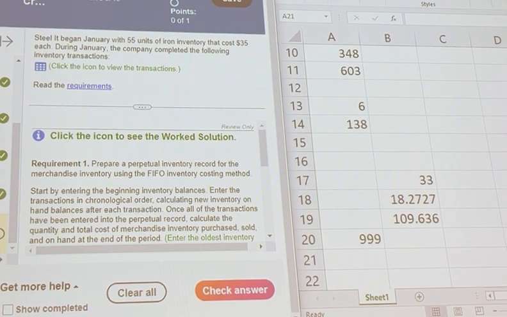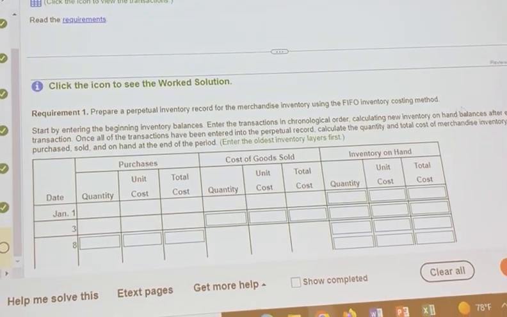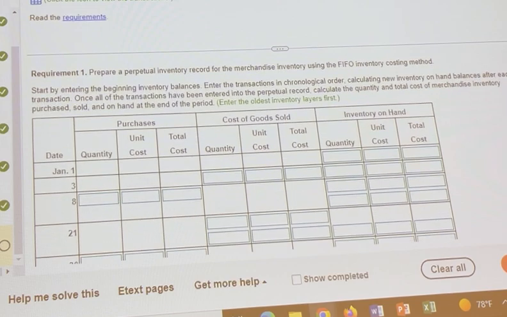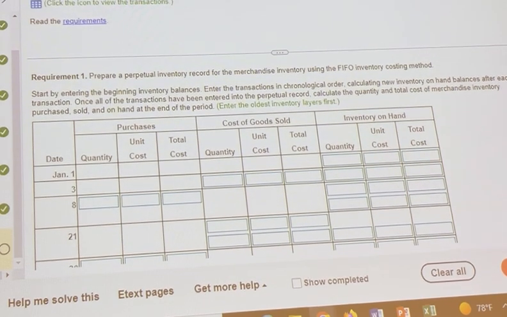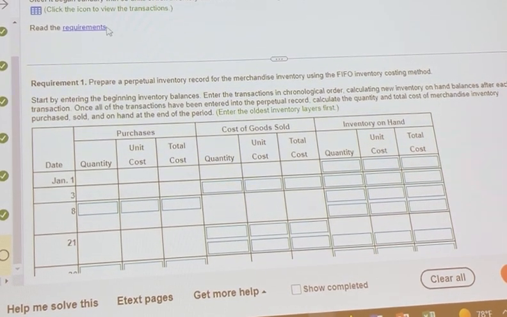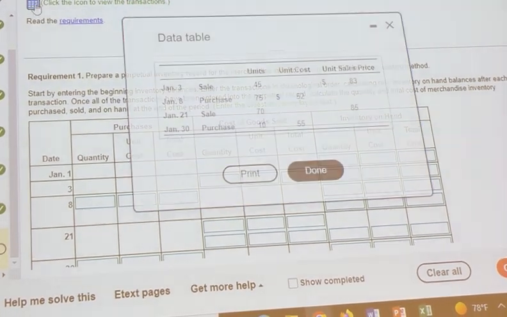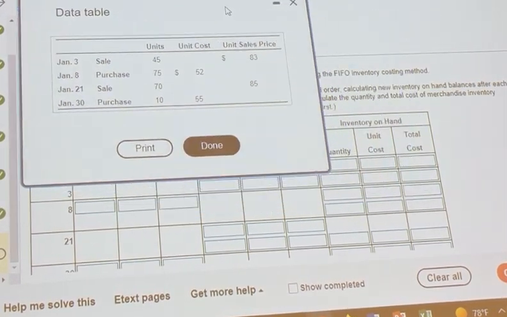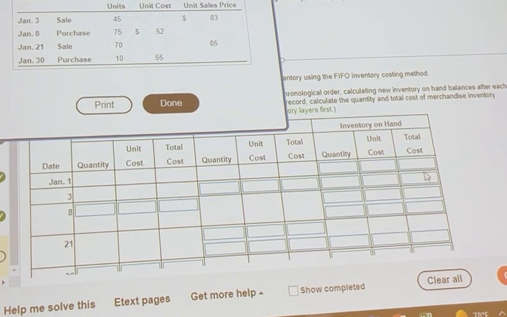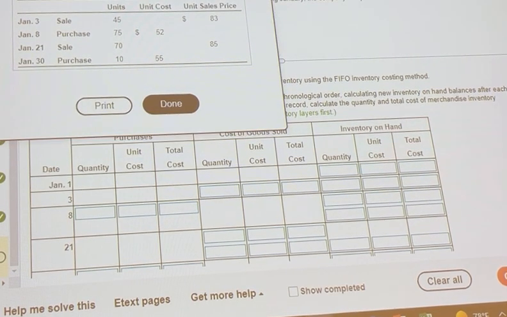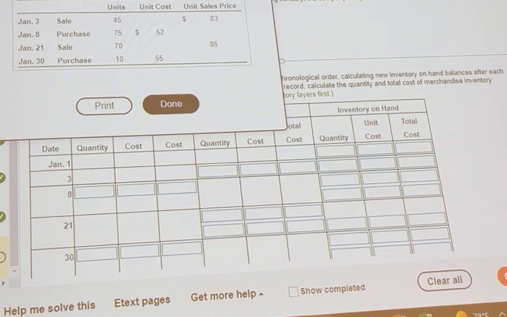Okay, now we'll go to a problem where we do the three methods using a perpetual inventory system. And again, we have a data table that we open up. And the first part of the problem will be doing FIFO for the costing method.